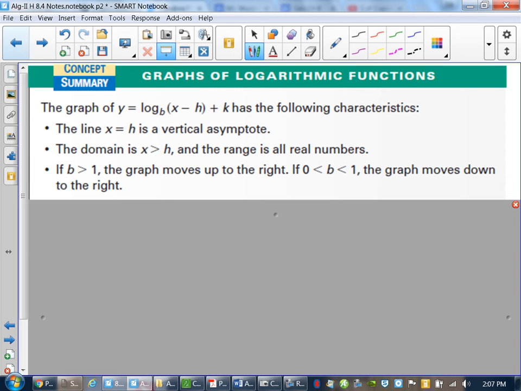If b is greater than 1, it's doing this. If b is less than 1 but bigger than 0, it's doing that. Those are the only directions that they can go. There is no inverting them or anything like that. Not like with exponentials, where we had growth, decay, negative growth, negative decay. That's the only way that these work. So far, so good?